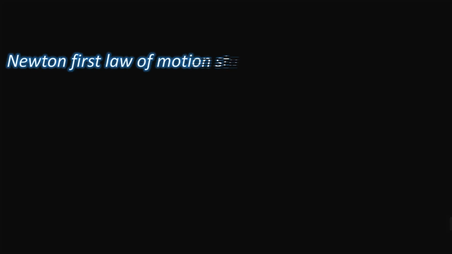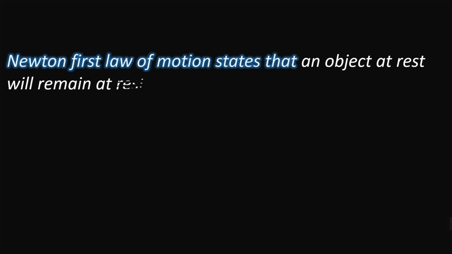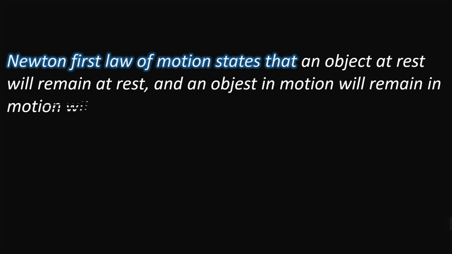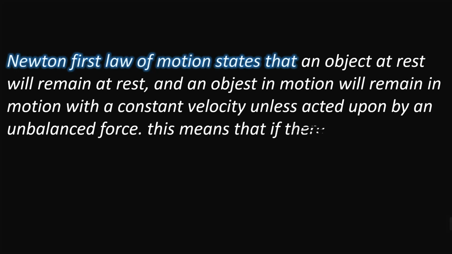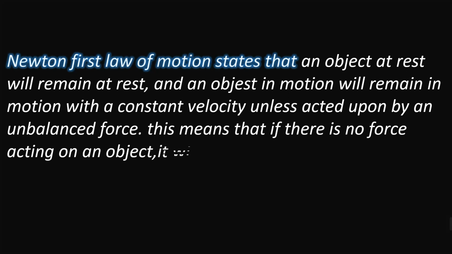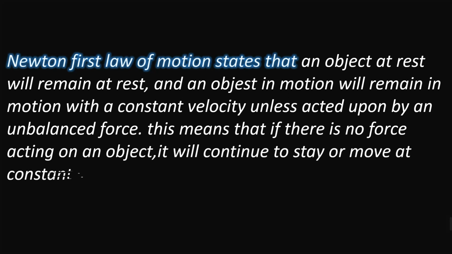Newton's first law of motion states that an object at rest will remain at rest and an object in motion will remain in motion with a constant velocity unless acted upon by an unbalanced force. This means that if there is no force acting on an object, it will continue to stay at rest or move at constant speed in a straight line.